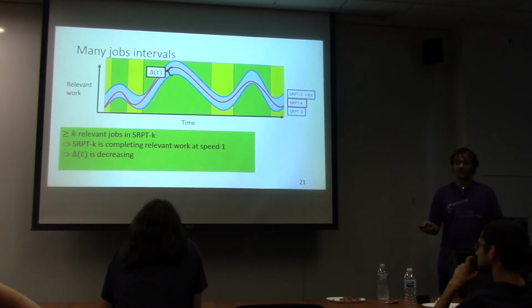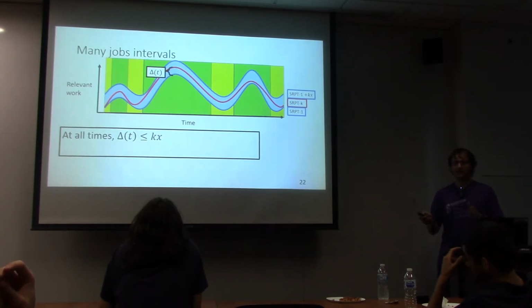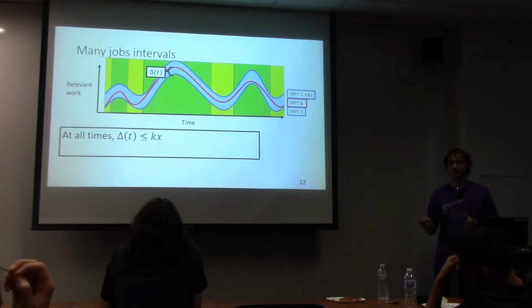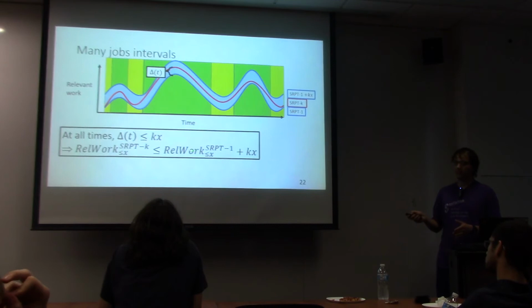And we know it starts the interval no more than kx, because it starts the interval from a few jobs interval. And then it decreases throughout, or at least does not increase. So that means delta t is at most kx during a many jobs interval. So putting these together, we have what we wanted. At all times, delta t is at most kx. And that means we can bound the relevant work under SRPT-k system in terms of things we understand. The relevant work under SRPT-k is no more than the relevant work under SRPT-1, which we can explicitly calculate, plus kx.